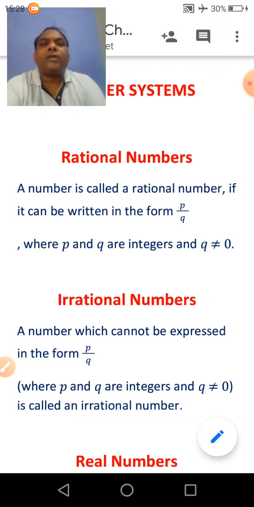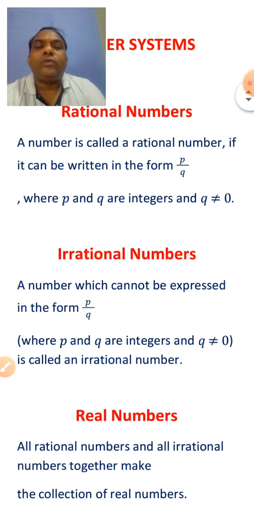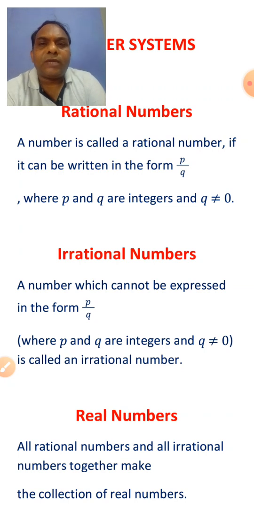According to the definition of a rational number, a number is called a rational number if it can be written in the form of p upon q, where p and q are integers and q should not be equal to 0. Clear? For example, 3 by 2 is a rational number. 1 upon 0 is not a rational number because its denominator is equal to 0. Clear? So a number is called a rational number if it can be written in the form of p upon q, where p and q are integers and q should not be equal to 0.